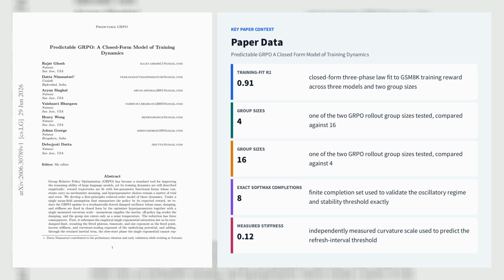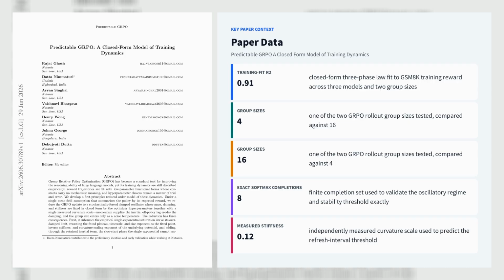Momentum supplies inertia, stale policy refresh erodes damping, and group size G acts only as noise temperature. This reframes the widely used saturating reward law as the overdamped limit of the second-order system, while the retained inertial term explains the slow start phase that a single exponential cannot capture.